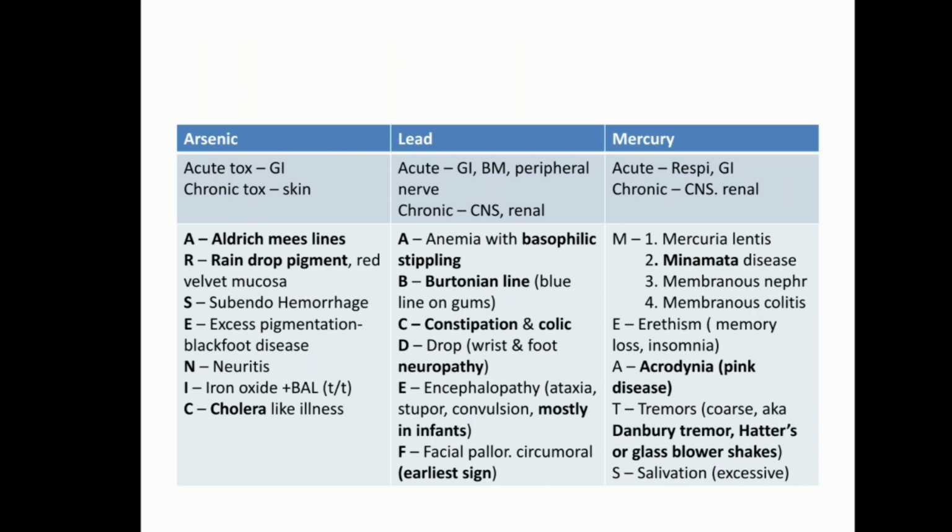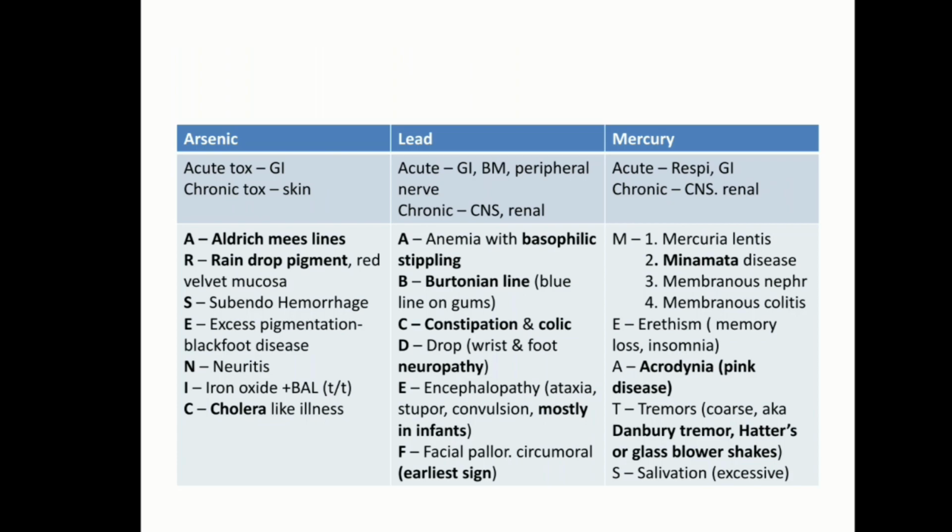Now there are certain poisons which mimic diseases. For example, arsenic mimicking cholera, thallium mimicking Guillain-Barré syndrome, strychnine mimicking tetanus, phenol alkaptonuria, zinc malarial chills, phosphorus acute yellow atrophy of liver, organophosphorus compound asthma.